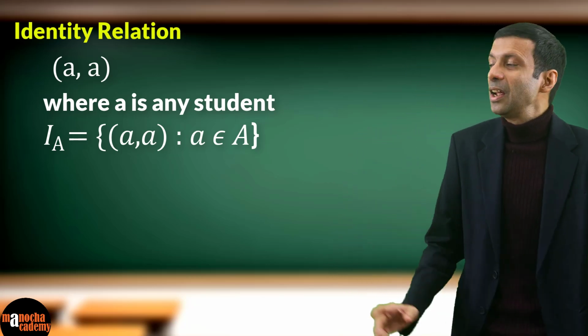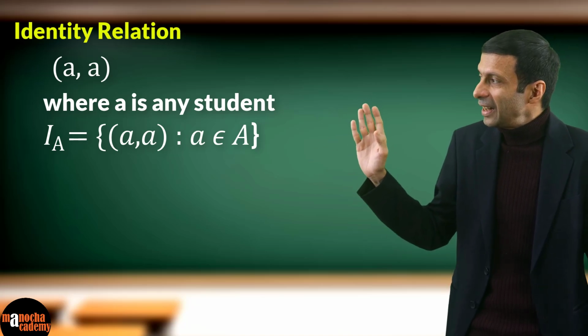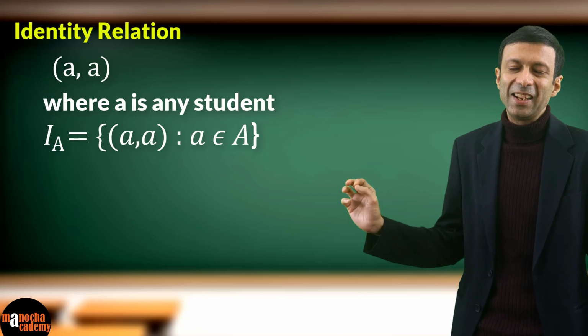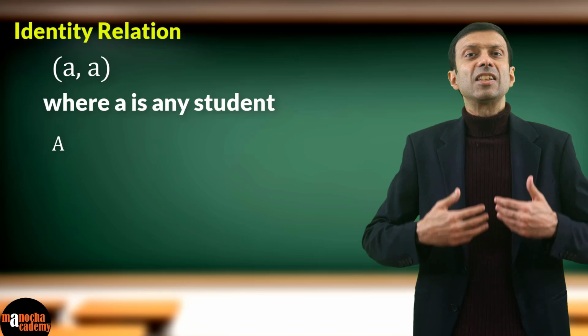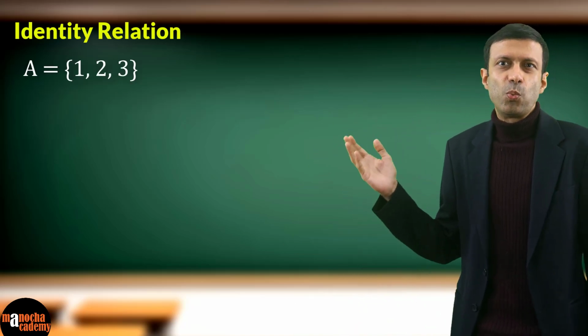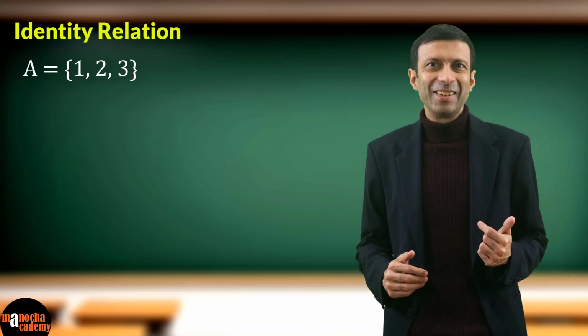So a relation like this, which we denote as IA, containing (a, a) for all a belonging to the set A, is called an identity relation on A. Let's consider another simple example. Let's say we have a set A containing the numbers 1, 2, 3. Then what will be the identity relation on set A?